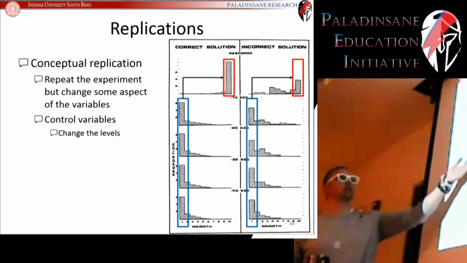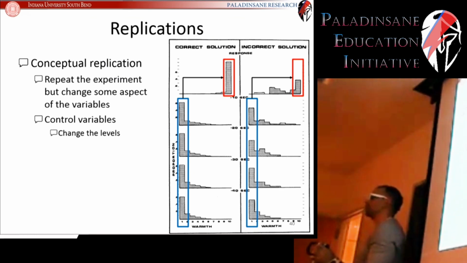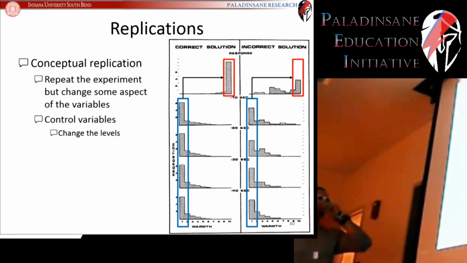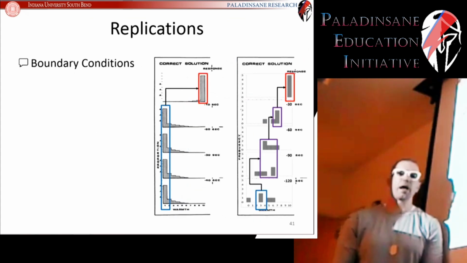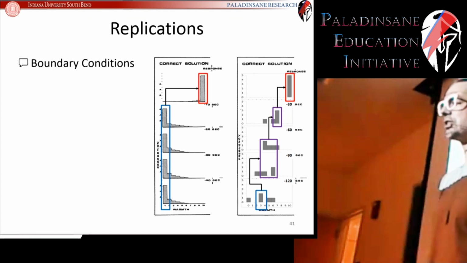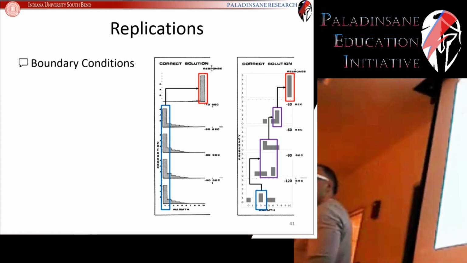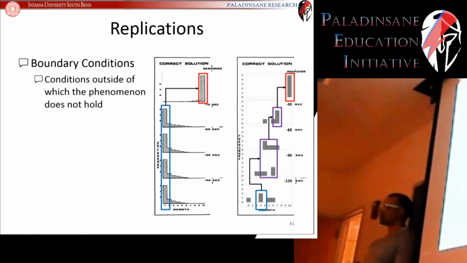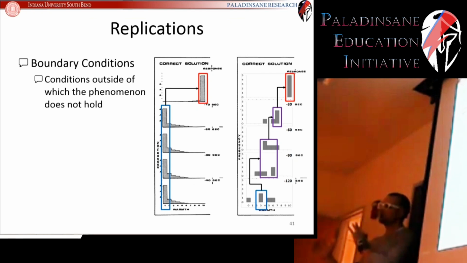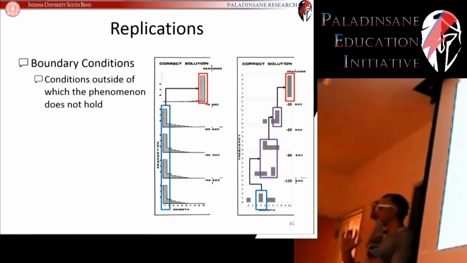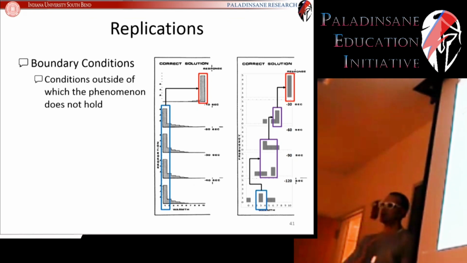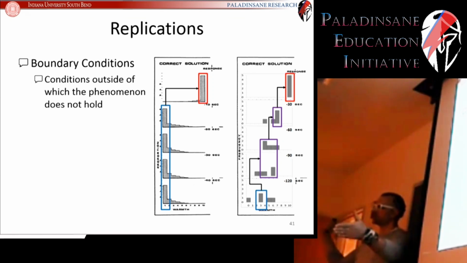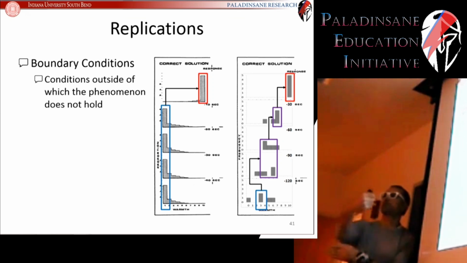So why would you ever do this? Why would you ever do a conceptual replication? What are one of the benefits of doing a conceptual replication? Well, one of the benefits is that it's a great way of discovering what's known as boundary conditions. A boundary condition is the specific conditions or criteria outside of which the phenomenon you just found in your experiment will not operate. So they are literally the boundaries at which the phenomenon that you found will fail to occur.